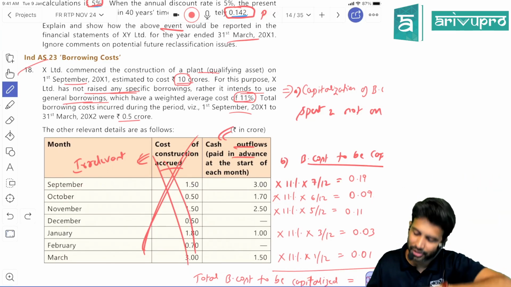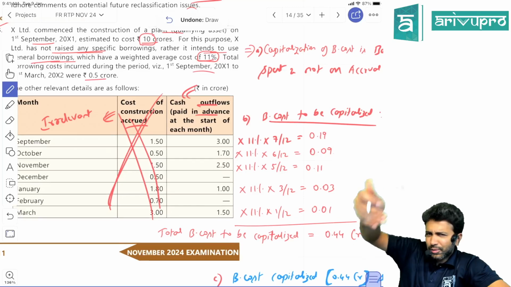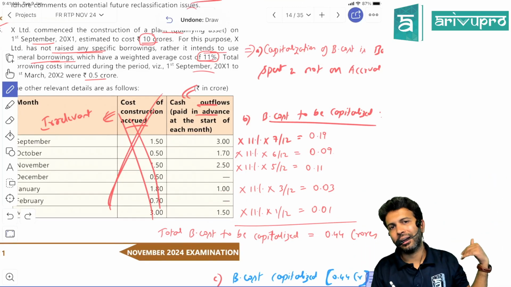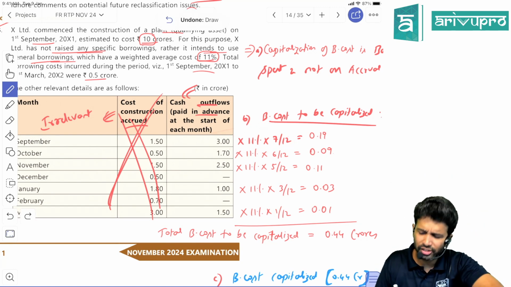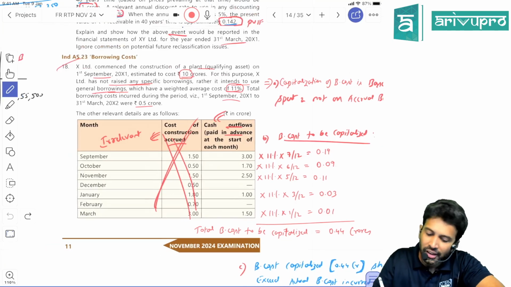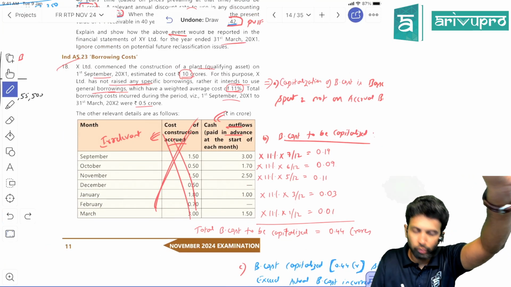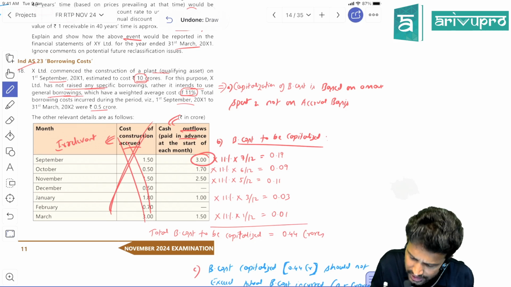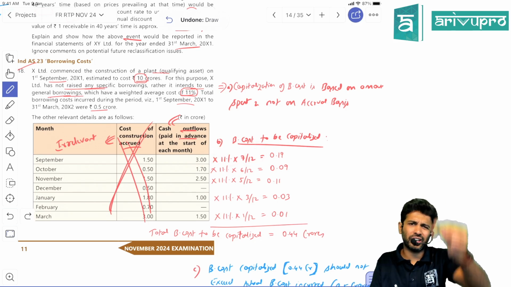How many months? 7 months. So into 7 by 12, and directly multiply 11%. Instead of first finding the time weighted expenditure and then multiplying 11% in the end, at the respective stage itself multiply 11%, so that you directly get the borrowing cost to be capitalized. So make this a working note. Month, cash outflows, and then in the next column write borrowing cost to be capitalized. Basically this multiplied by the time weight 7 by 12 into the capitalization rate 11%.